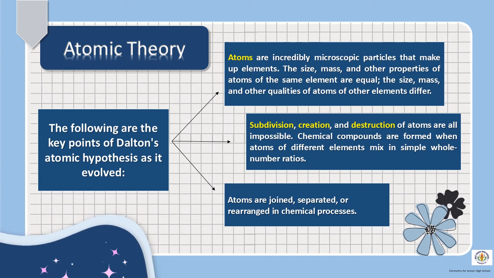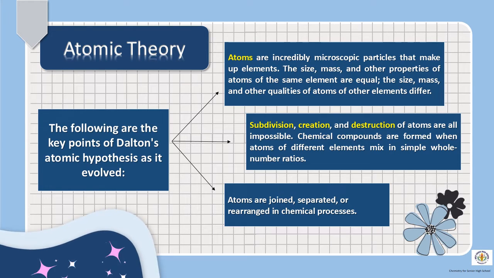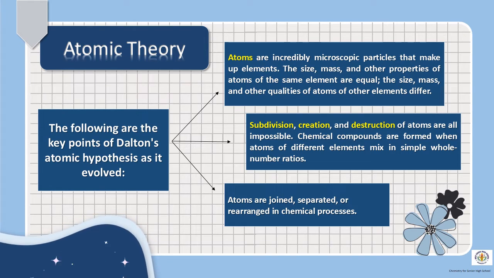Dalton's atomic theory also maintained that all compounds were made up of fixed ratios of these atoms. All atoms of a given element have the same attributes, including their weight. The mass of atoms of various elements varies.